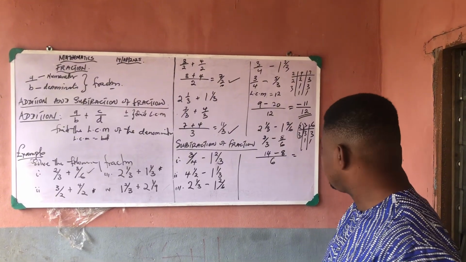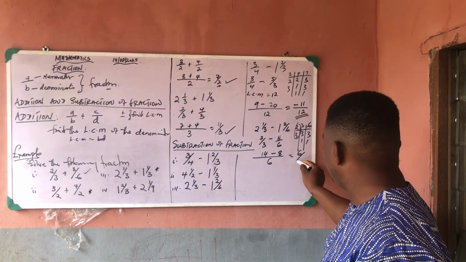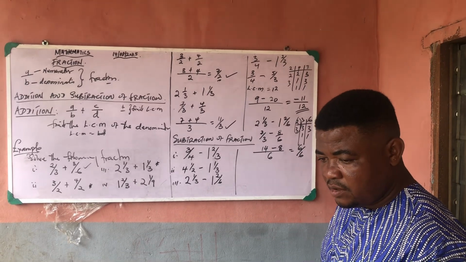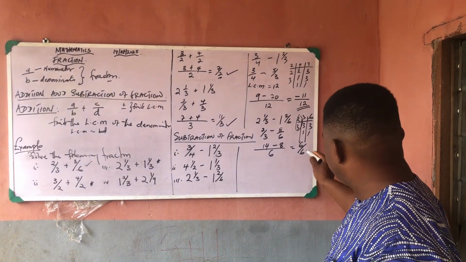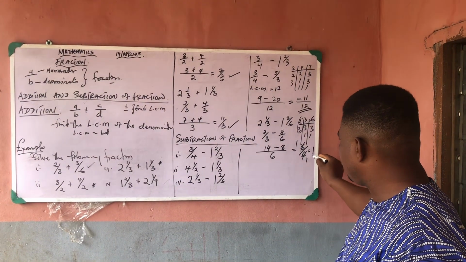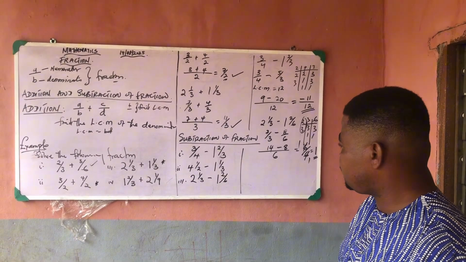Yes? 6. Okay, you now have 6 over 6. Can you leave your answer like this? No. Why? Because you can still break it down. Alright. 6 here, 1. 6 here, 1. So our final answer is what? 1. 1 is our final answer. 1 over 1 is the same as 1.